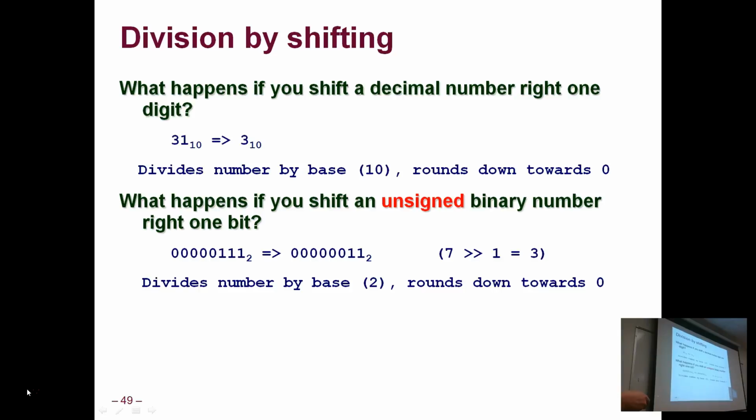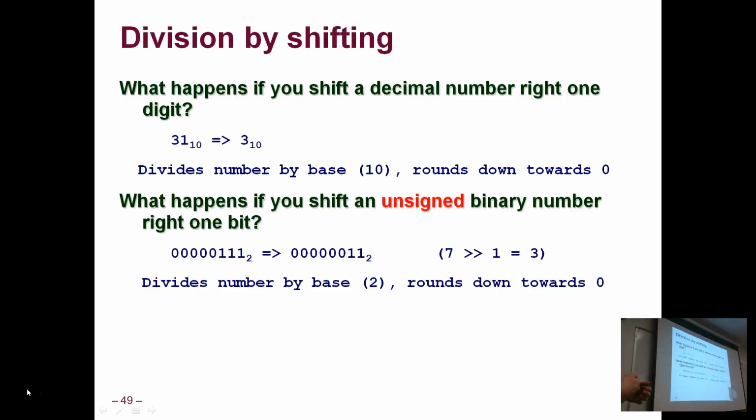So if you actually did this with an arbitrary value, 7 divided by 2 should be 3.5. But because that binary point isn't being kept, you lop off that half. If this were a float, then you'd want to keep the half. But because this is an integer, you're basically truncating the decimal part after the shift. So that's basically what's happening.